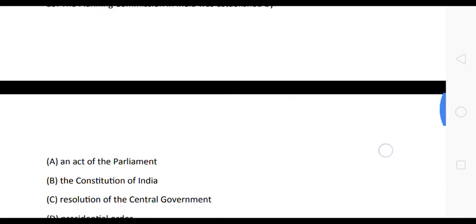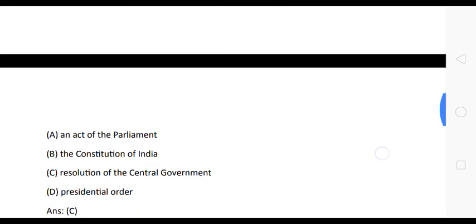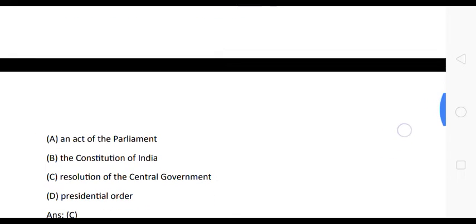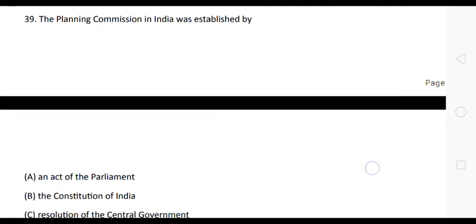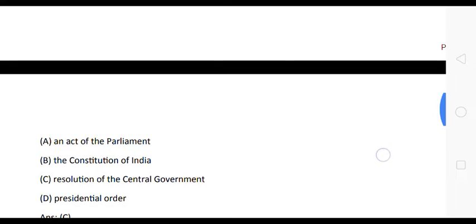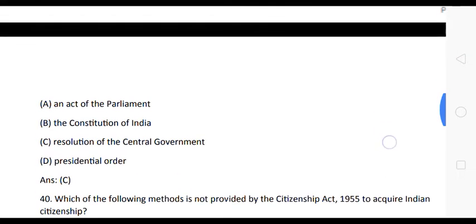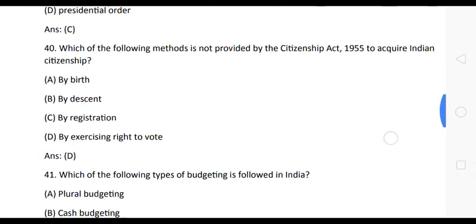The next question is, the Planning Commission in India was established by the Act of the Parliament, the Constitution of India, Resolution of the Central Government, Presidential Order. But the correct answer is option C, Resolution of the Central Government. The Planning Commission in India was established by the Resolution of the Central Government.